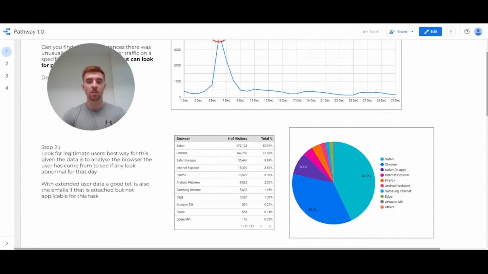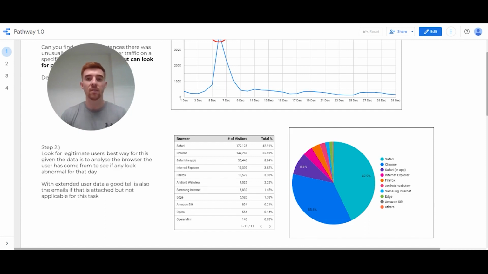Now that we've found the date that the spike happened, we now want to have a look to see if they're legitimate users. It's really important when you're working with a website that when we have these large spikes in traffic, you check that the users are actually legitimate. Websites can get botted quite easily, and before we take any actionable insights away from it, we need to work out if this spike is true.